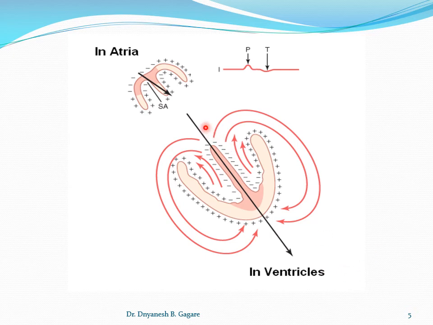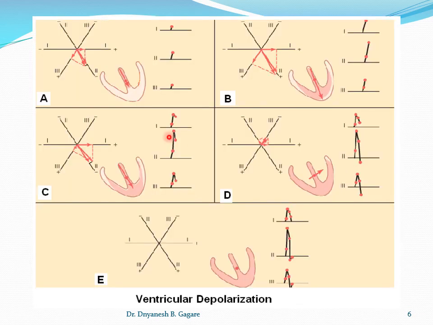We also studied that here there is a resultant vector, and this vector is an arrow. The arrow indicates the direction of current flow and the magnitude of all current, that is, the magnitude of the electrical potential. So here we saw how the wave of depolarization spreads over the ventricle.